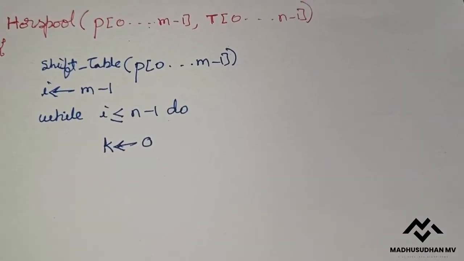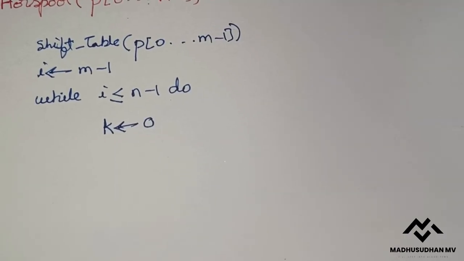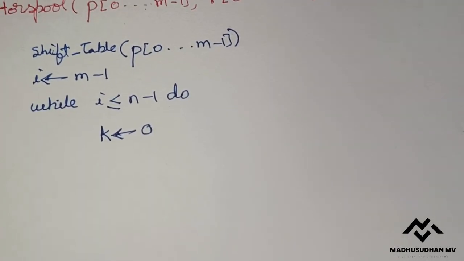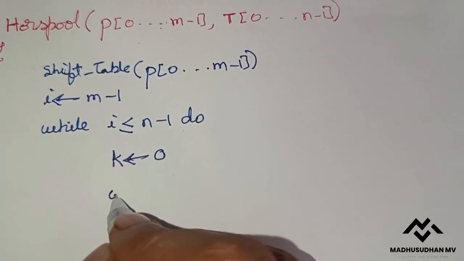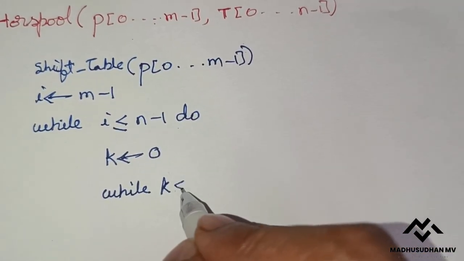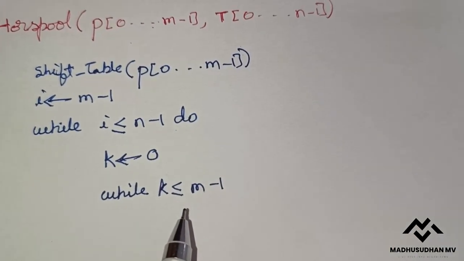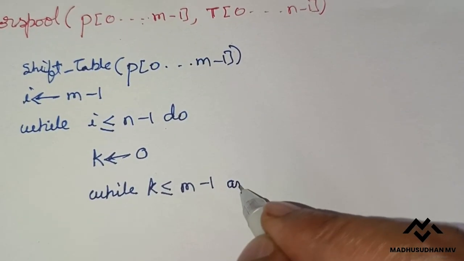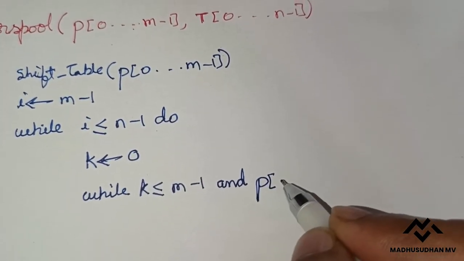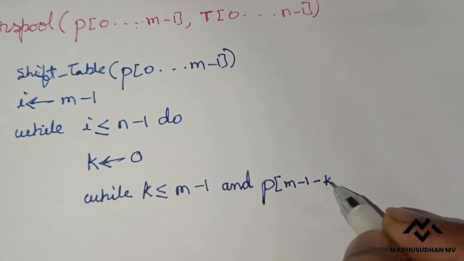Now k should be what? The number of characters of the pattern matched. That should always be less than or equal to what? M minus 1. So I will use a while loop: while k, the number of characters matched, is less than or equal to, that means still some more characters are there in my pattern, and, the logical operator, pattern of m minus 1 minus k. Initially k is 0.